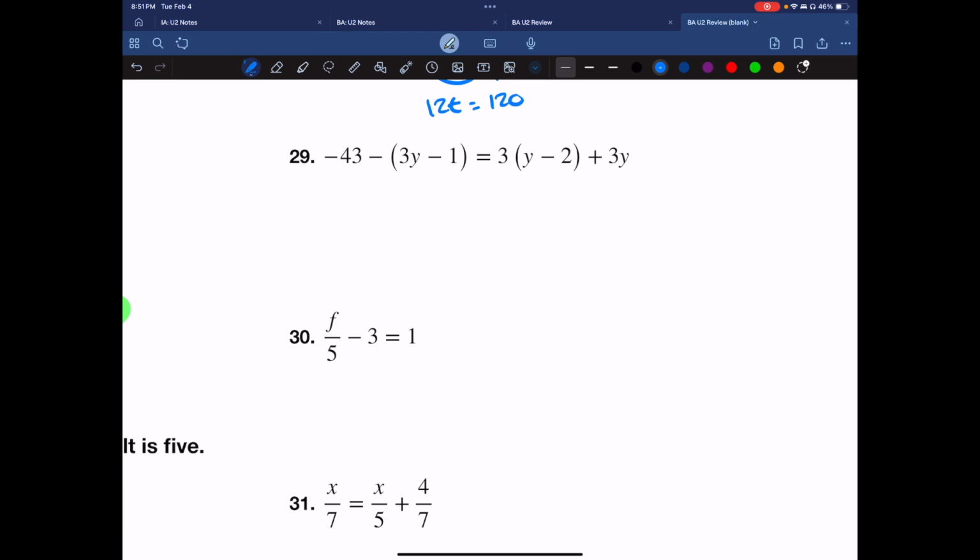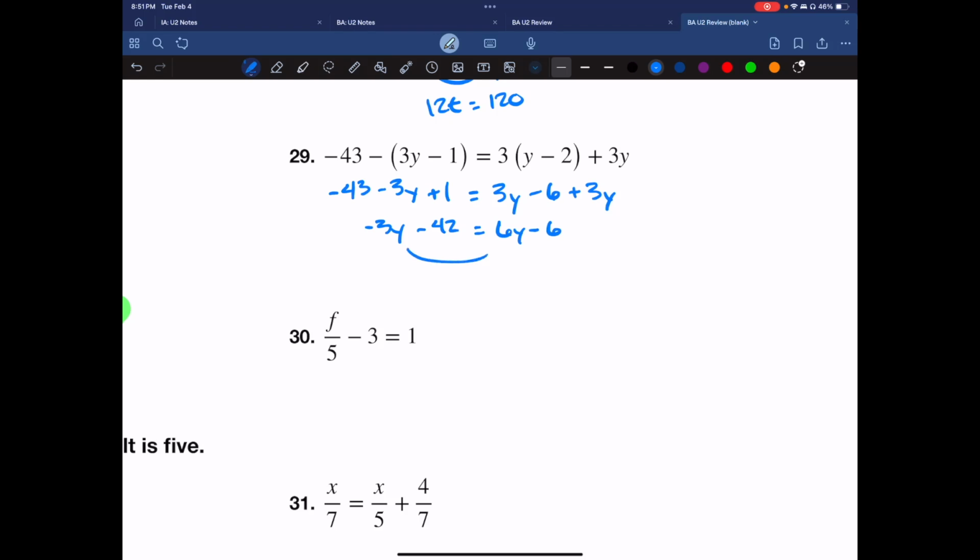Again, just take a second. Just expand, distribute negatives as necessary to clean things up. So you got -43 minus 3y plus 1, right? Make sure you distribute the negative: equals 3y minus 6 plus 3y. Okay. Over here, the 3 stops at the 2 because that's where the parentheses stops. All right, let's clean this up. I got -3y. -43 plus 1 is going to be -42. 3y and 3y is 6y minus 6.